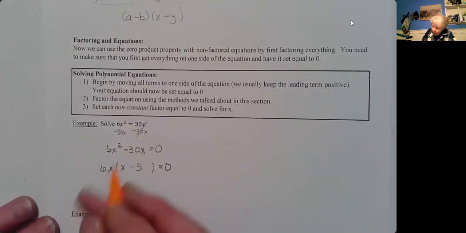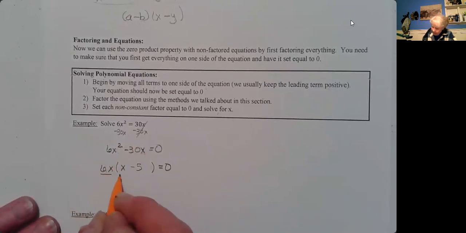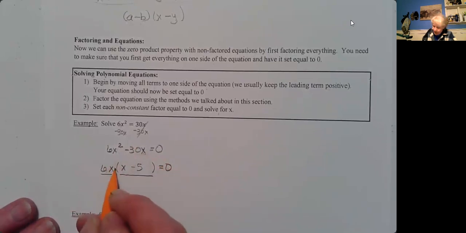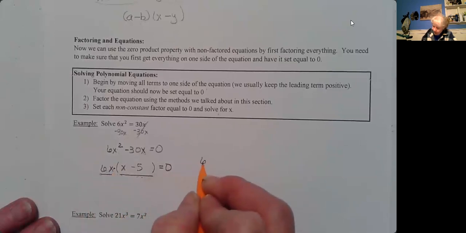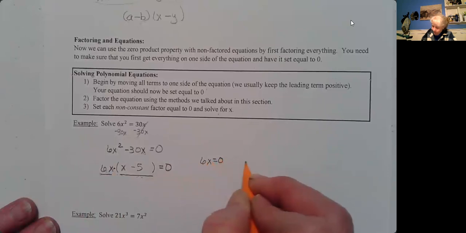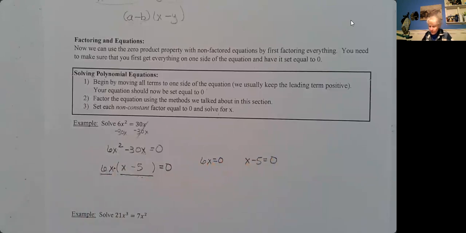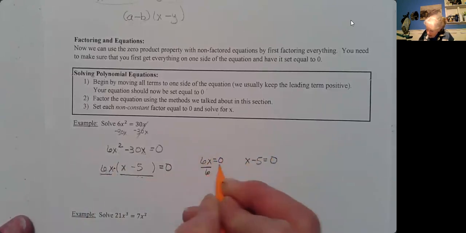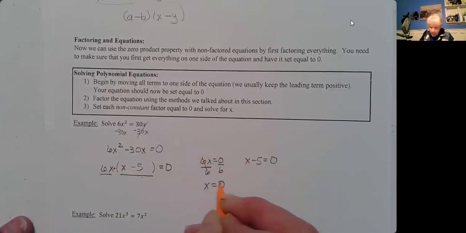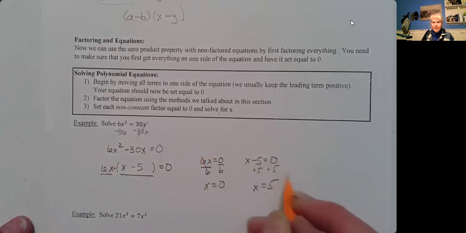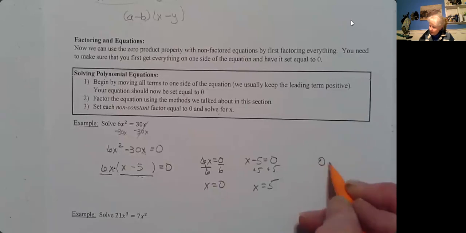Okay, now I know that when I'm multiplying numbers together, one of them has to be 0 in order for the product to be equal to 0. Either this number is 0 times something, or this one's going to be 0. So you go 6x equals 0, or x minus 5 equals 0. One of those groups has to be 0. Divide by 6, x equals 0, add 5, x equals 5. So your solution is 0, 5.